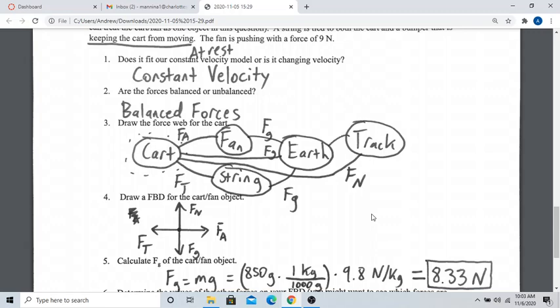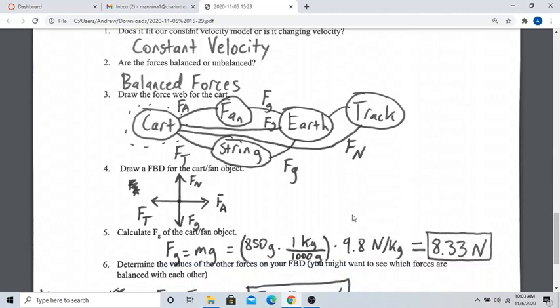So again, I want to know how much force each one of those things is equal to. So we start with the stuff that we know. All right. In this case, usually it's easiest to start with weight. Again, it tells us the weight of the fan cart itself is about 850 grams. And of course, that's not exactly what we want, so we got to turn it into kilograms.